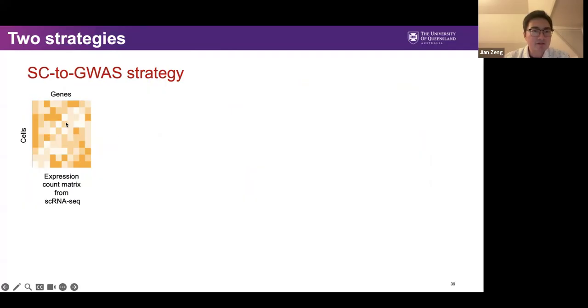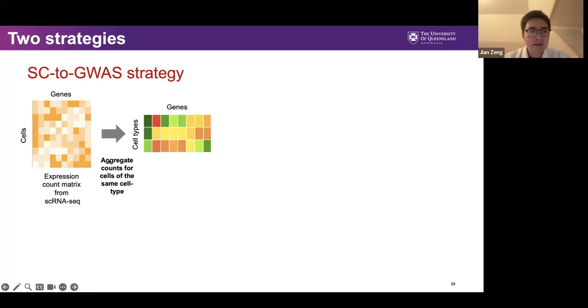So first, the strategy is single cell to GWAS. It starts from the single cell expression count matrix. So this would be the number of cells by number of genes matrix. Each entry is the gene expression level in a cell. And because there are many cells, a common way is to aggregate the counts of cells within the same cell type, if they are pre-labeled based on marker genes, into a cell type by gene matrix. And in each entry now is the total expression of the gene across the cells within the same cell type.